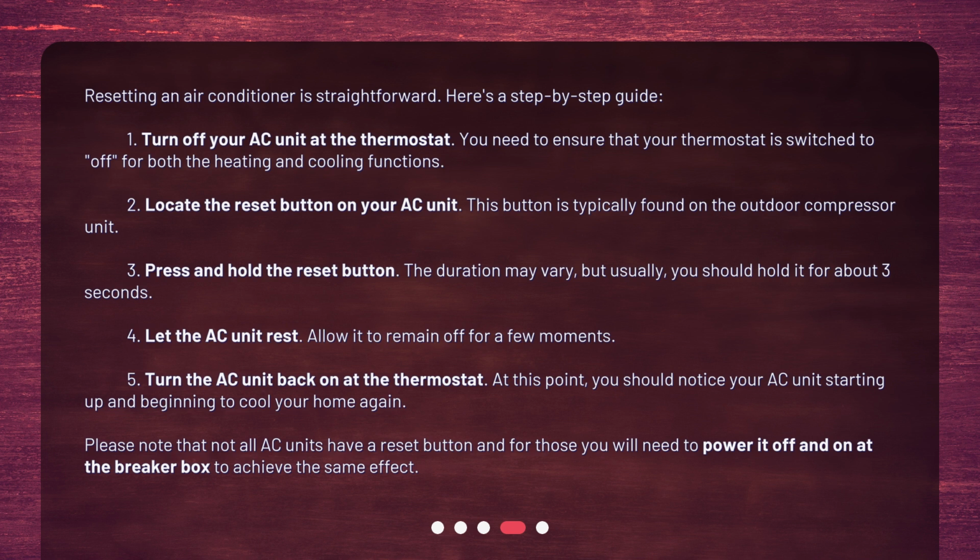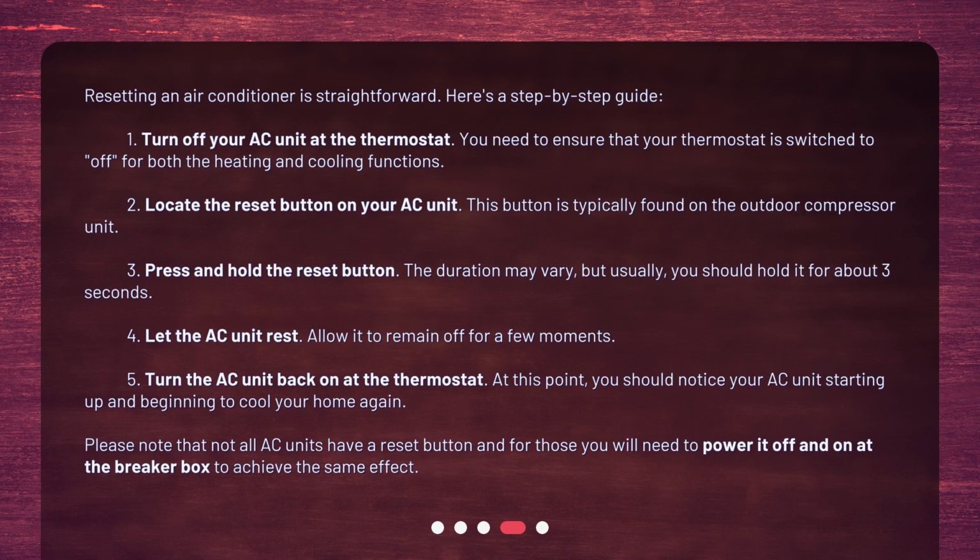2. Locate the reset button on your AC unit. This button is typically found on the outdoor compressor unit. 3. Press and hold the reset button. The duration may vary, but usually, you should hold it for about 3 seconds. 4. Let the AC unit rest. Allow it to remain off for a few moments.